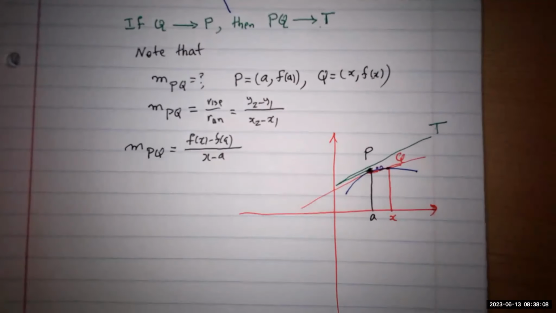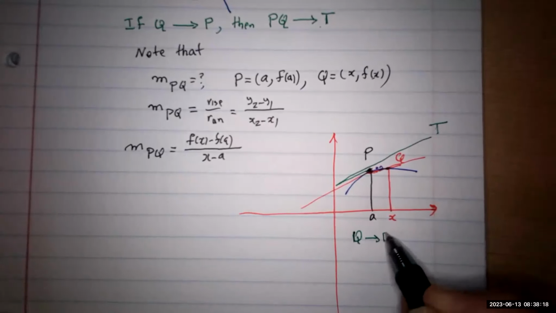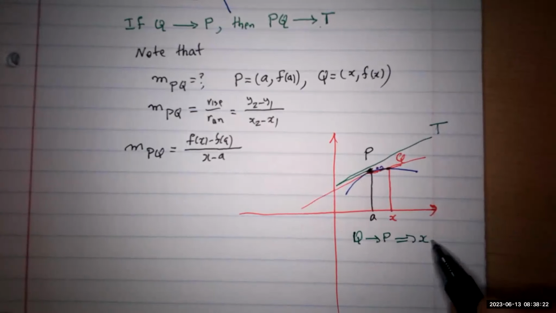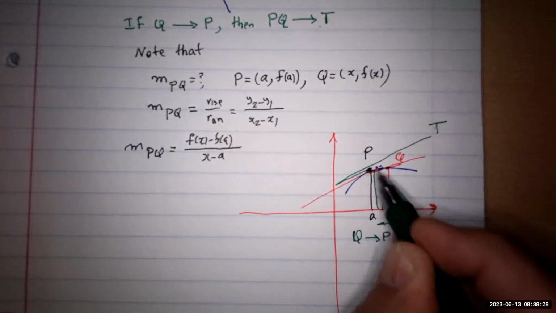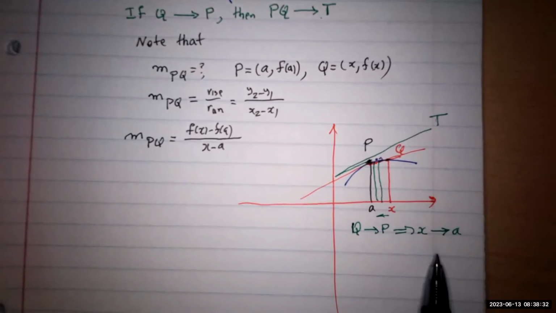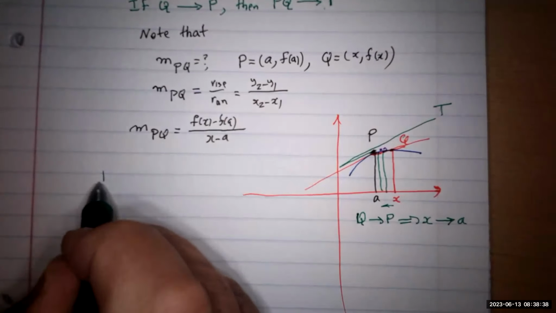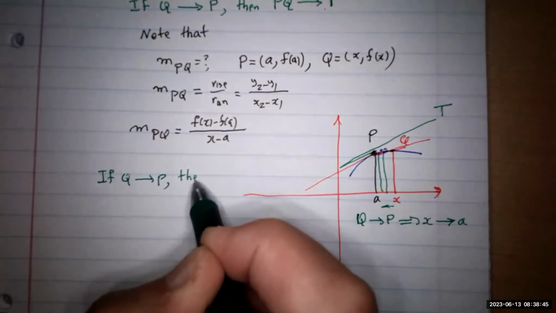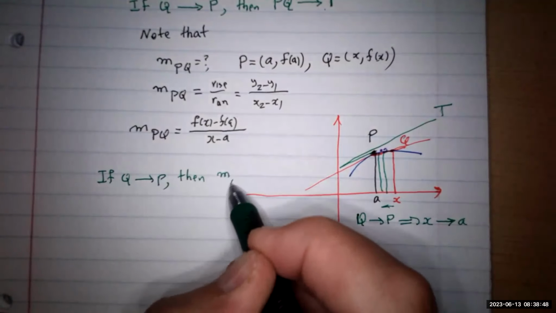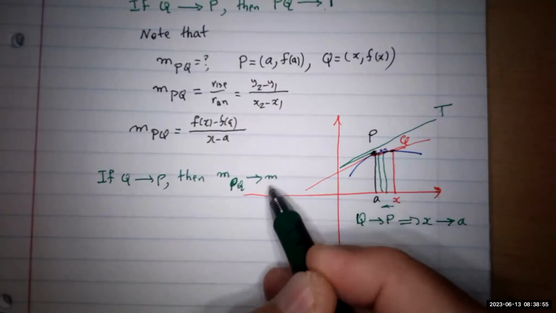So in this movement, Q is getting closer and closer to P, which means this x is getting closer and closer to A, because when you move, you get a different Q. So we go back and say, this is what we know so far: if the point Q gets closer and closer to P, then the slope of the secant line PQ is going to be almost like the slope of the tangent line.